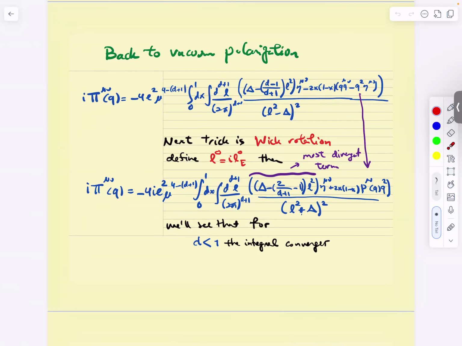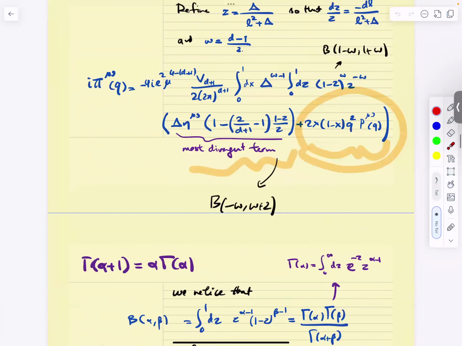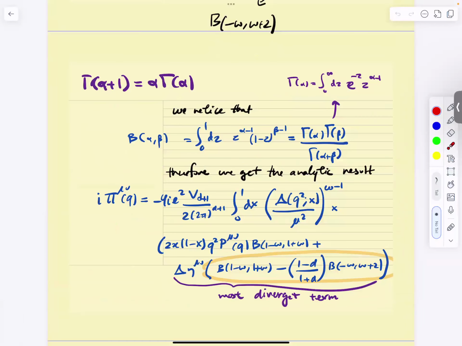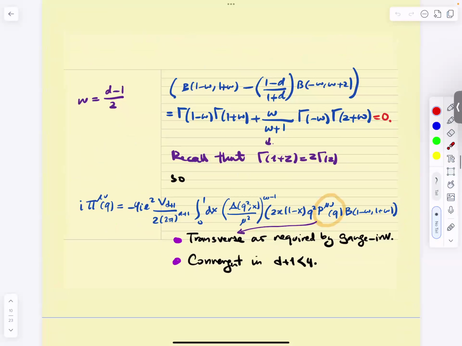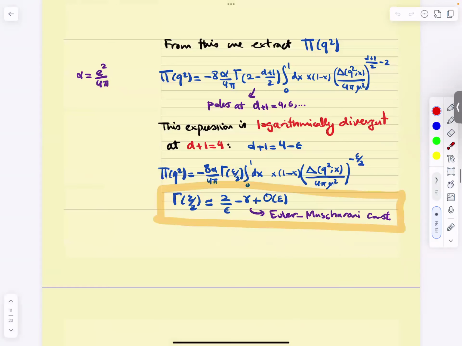So this was the expression for pi mu nu, right? There's the most divergent term that drops out. We use the gamma functions to simplify things. I went over all of this, and here's your final answer, before I do an expansion in 1 over epsilon. So it has the right properties. It's convergent in space-time dimensions less than 4, and it's transverse as required by gauge invariance, right? This is what I was just flashing.